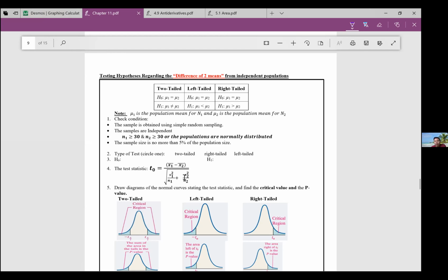And then the only thing different will be step number 4, where we calculate t naught, right? So t naught is x1 bar minus x2 bar, divided by the square root of s1 squared over n1 plus s2 squared over n2. So that's the only thing different from what we saw in chapter 10 when we focused on hypothesis testing for the mean. Okay, so that's what happens with that.